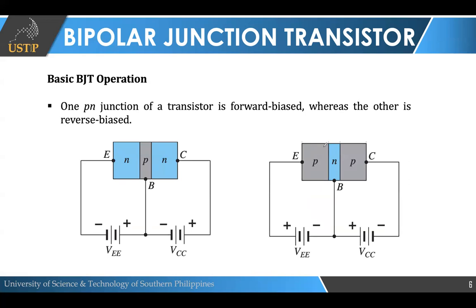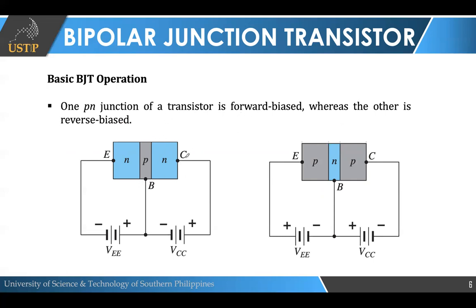Okay, so this is now our basic BJT operation. The most basic operation, there are three operations known for how transistors work. But let's first discuss the basic BJT operation. So in this operation, one PN junction of a transistor is forward biased, whereas the other is reverse biased. Okay, meaning one junction is forward biased and the other junction is reverse biased.